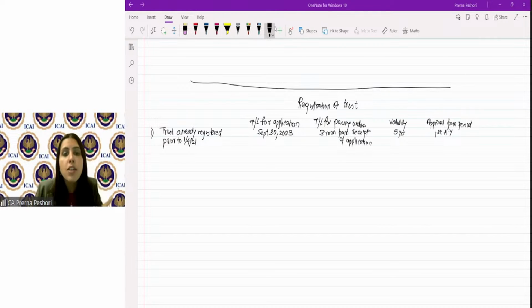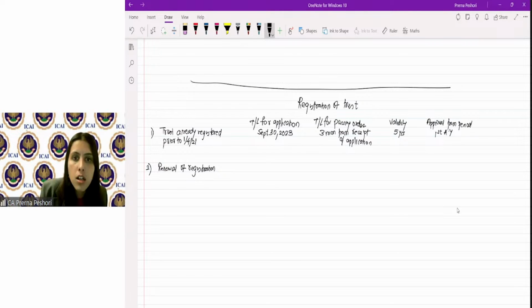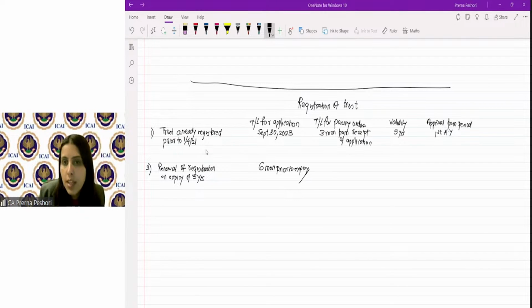The second category is the renewal of the trust whose period of 5 years is set to expire. So the trust registration is now given only for 5 years. After 5 years, you have to again renew. So renewal of registration on expiry of 5 years. So you have to do this 6 months prior to the expiry. 6 months prior to the expiry.